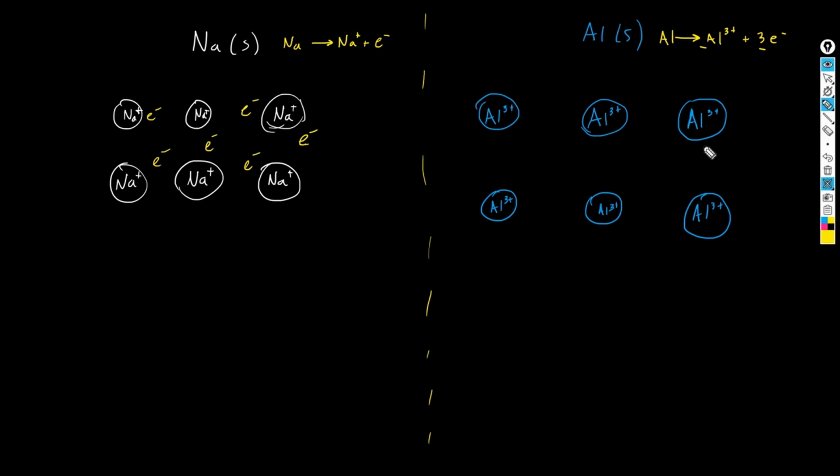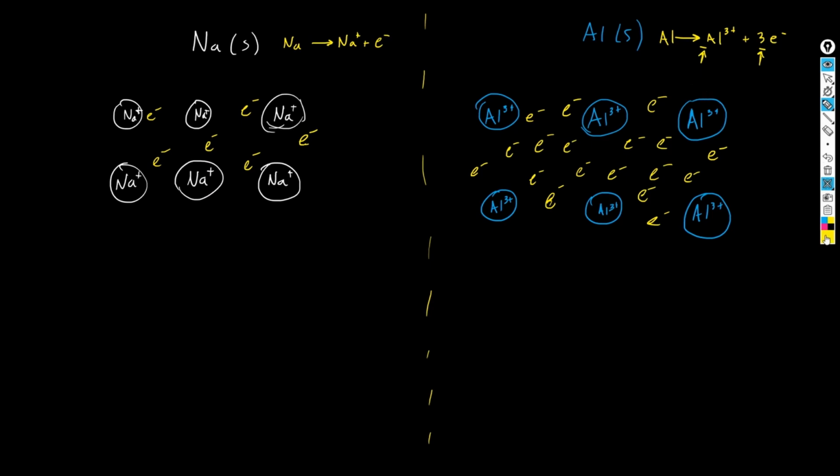So if we have 1, 2, 3, 4, 5, 6 cations, we need to draw 18 electrons. 1, 2, 3, up to 18. It doesn't matter where we draw them because they're delocalized, they're flowing around. But we need to make sure that we draw 18 electrons, because we need to draw 3 times more electrons than we do aluminum ions because of that 1-to-3 ratio.